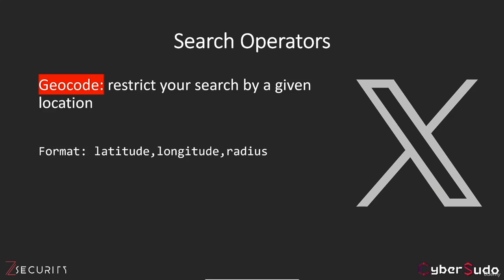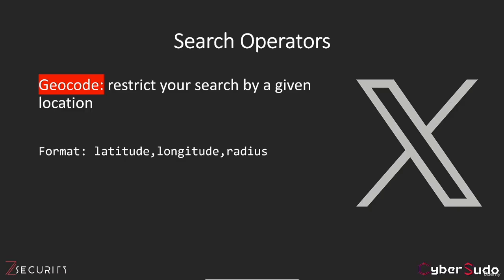Next, I would like to show you the geocode search operator, which will allow you to restrict your search by a given location. To use it, all we have to do is type geocode, and then add the latitude and longitude and the radius. For example, 1 kilometer, 5 kilometers, 10 kilometers, etc.